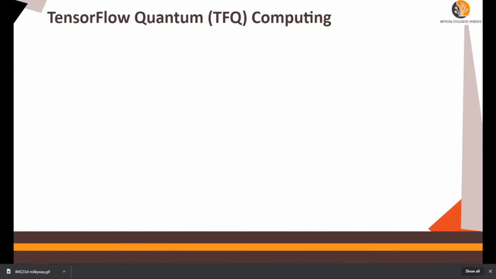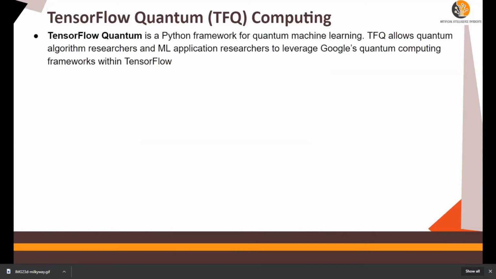Now, how do I do quantum computing? How can you get access to quantum computers and start working on it? For that, you would use TensorFlow Quantum. This is one of the methods. There are other methods as well. TensorFlow Quantum is a Python framework for quantum machine learning. TFQ, which is TensorFlow Quantum, allows quantum algorithm researchers to leverage Google's quantum computing framework within TensorFlow.